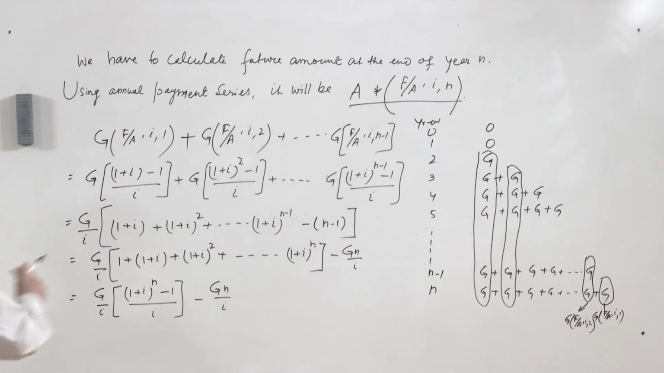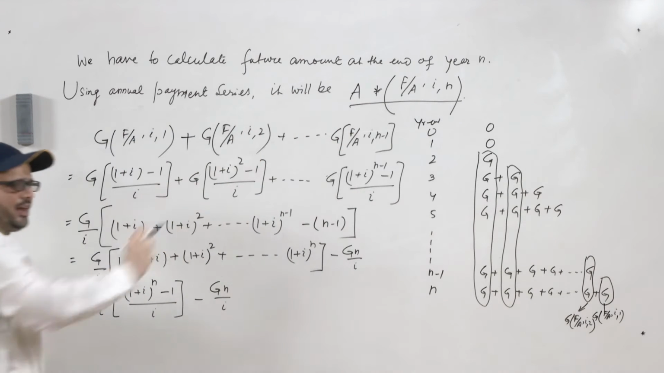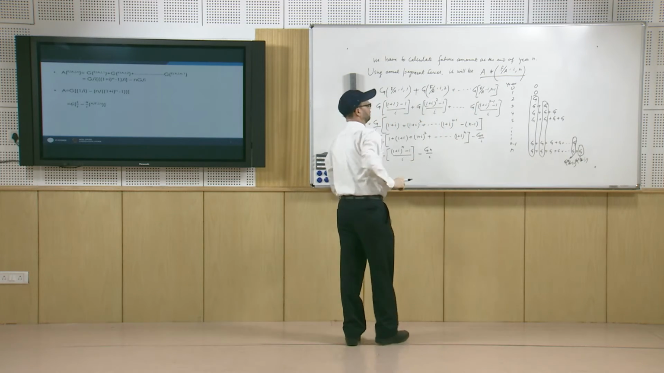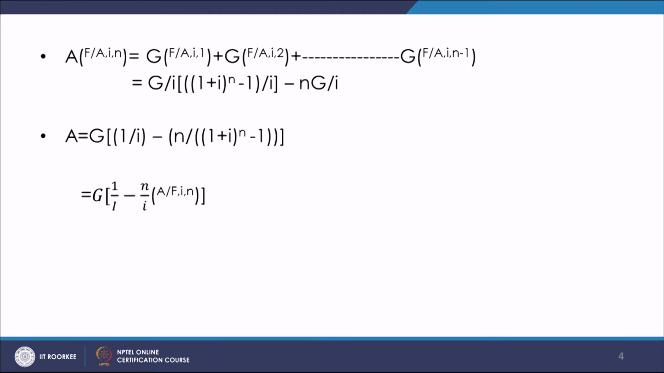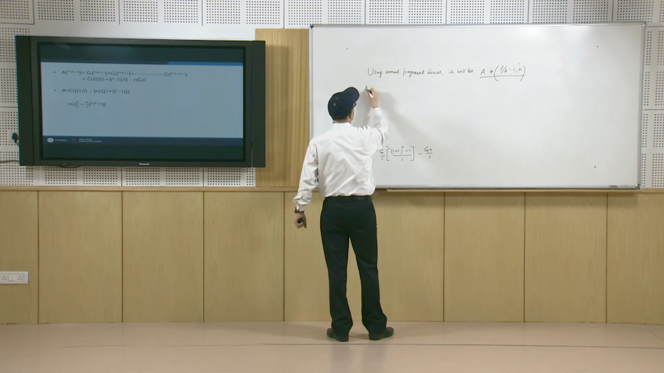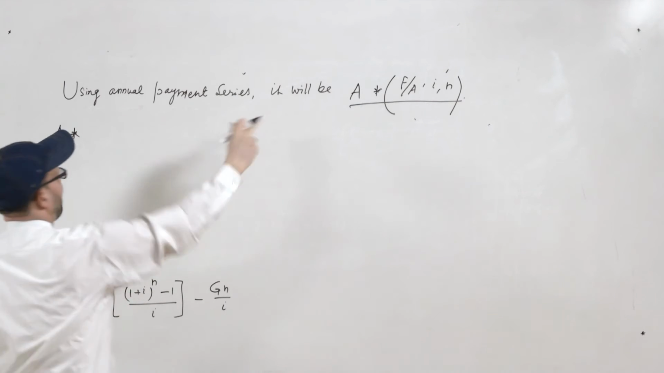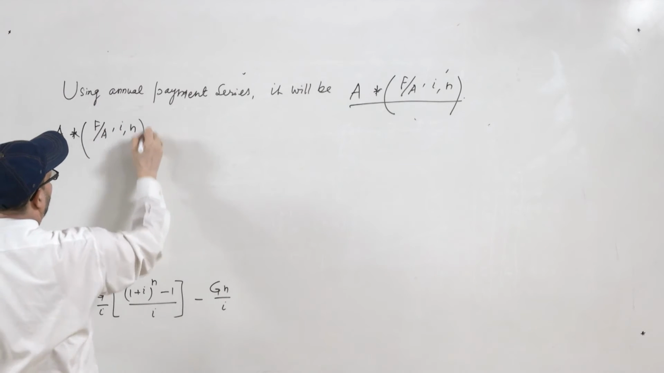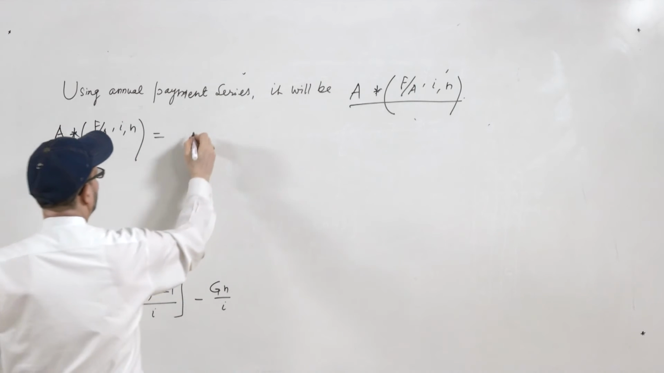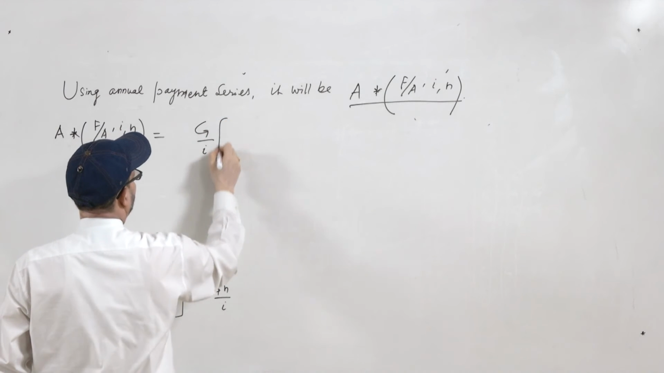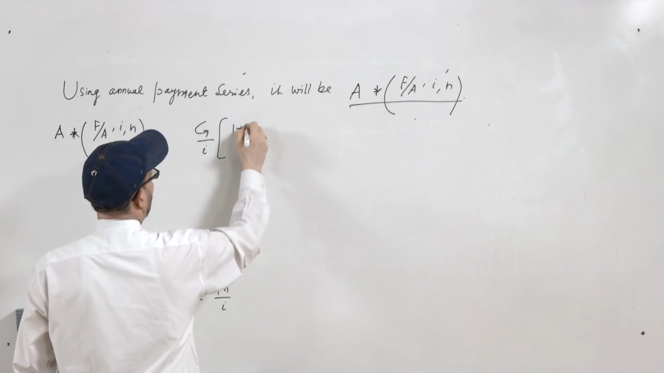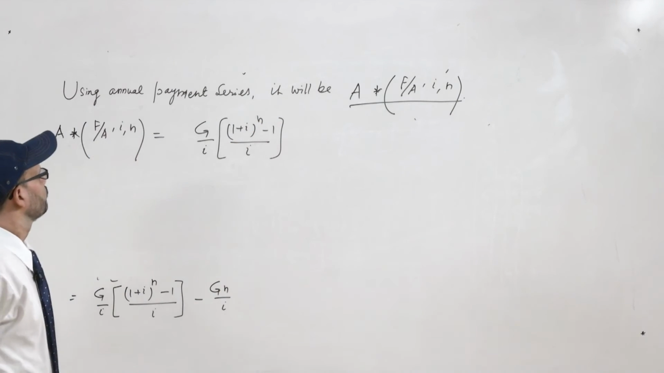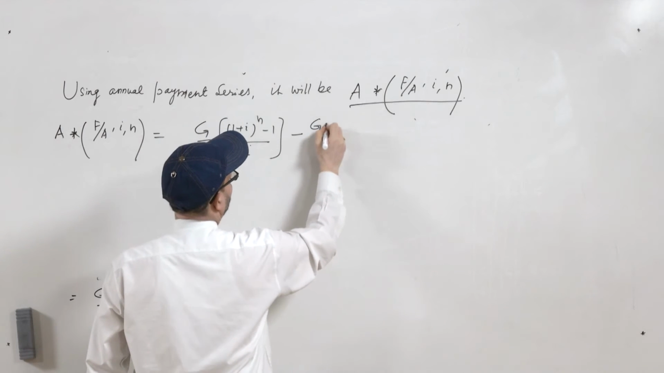Now, we have to find the expression for A. So, this term will be equated to this term. So, what we will calculate now? A into this factor f by a I n will be equal to g by I, 1 plus I n minus 1 upon I, minus g n by I.